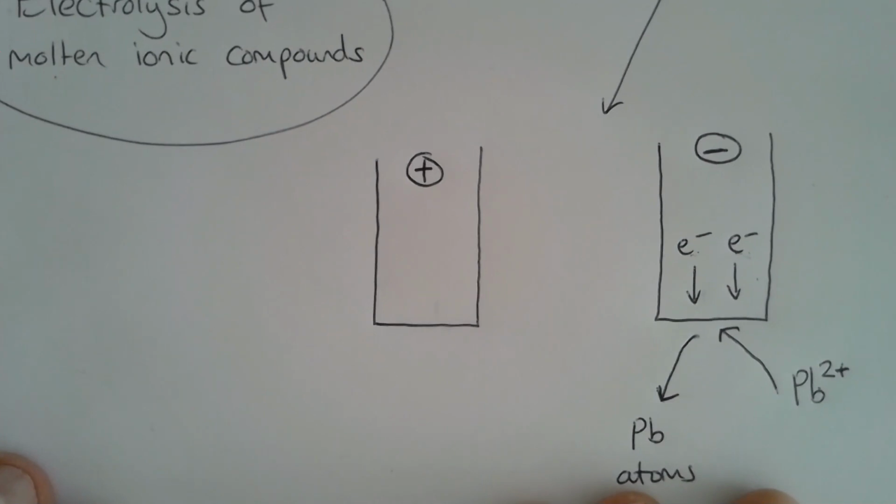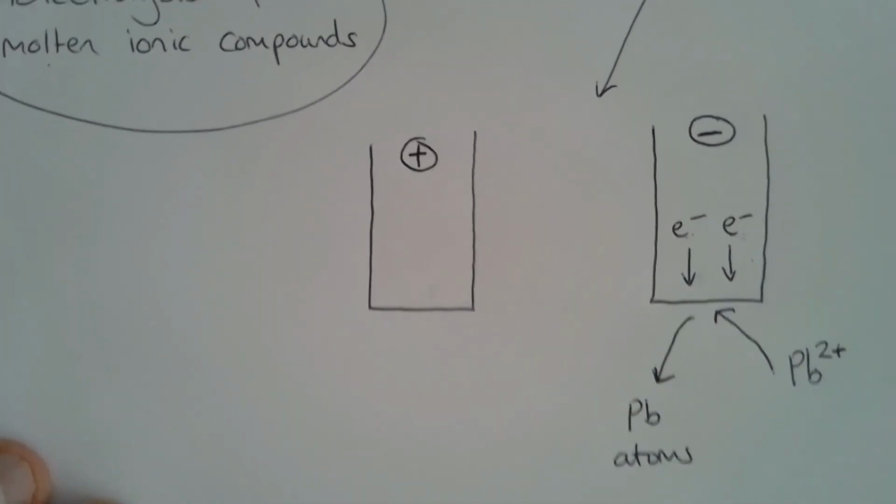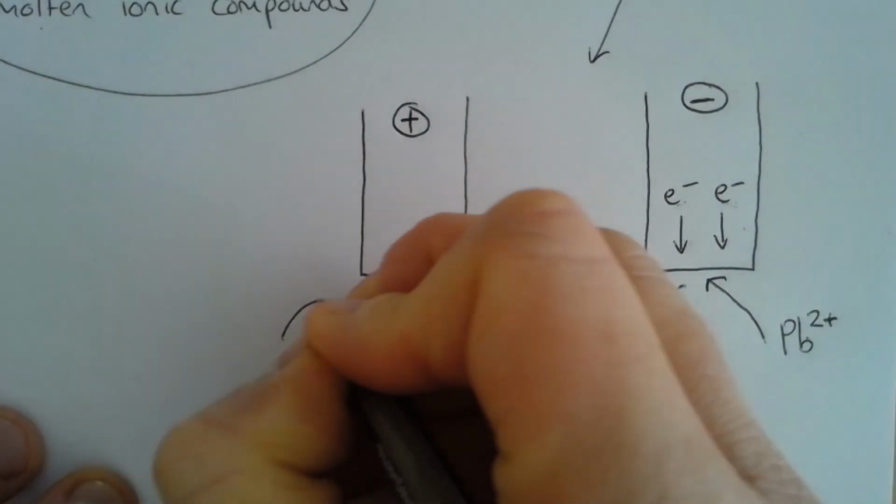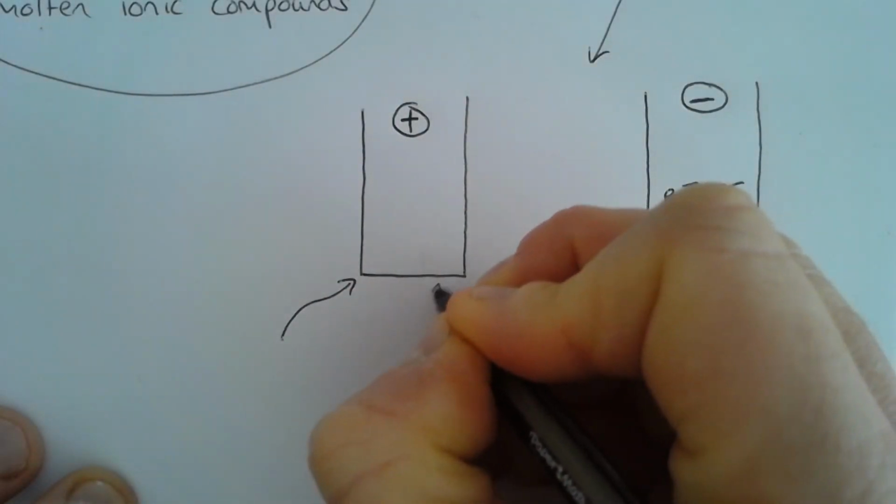The positive electrode is a little bit more complicated to understand because the first stage makes sense in what happened with the last one.